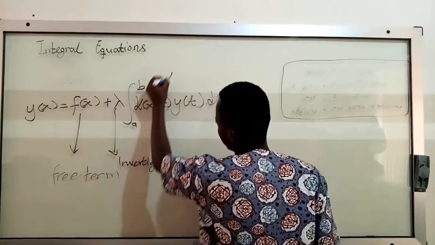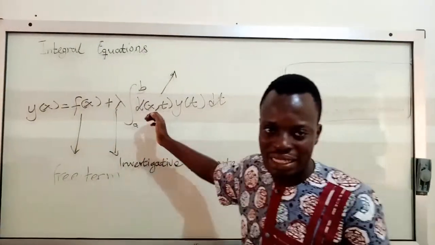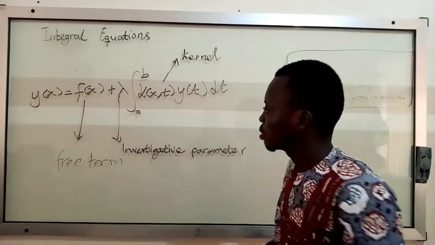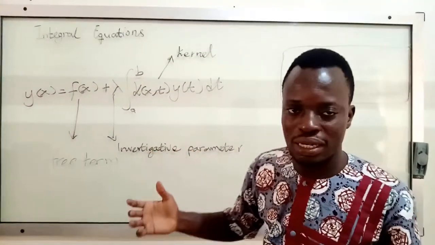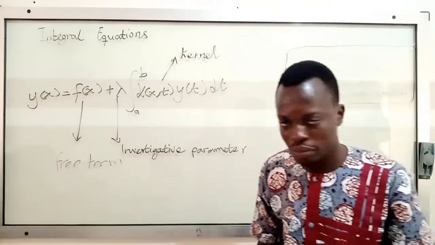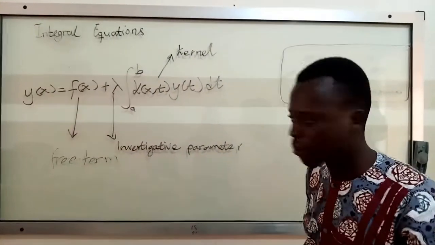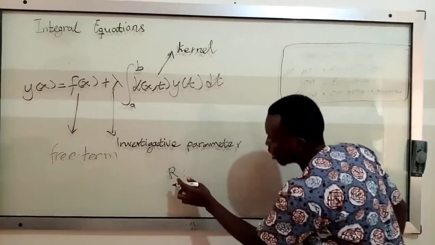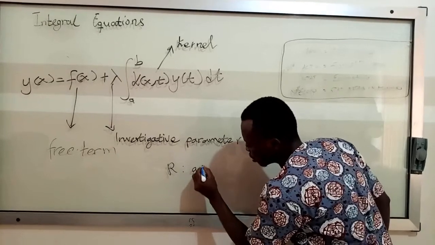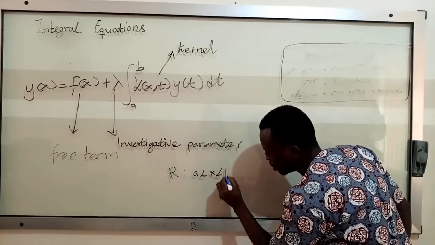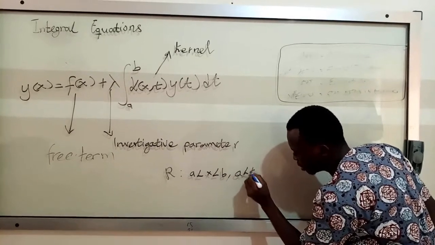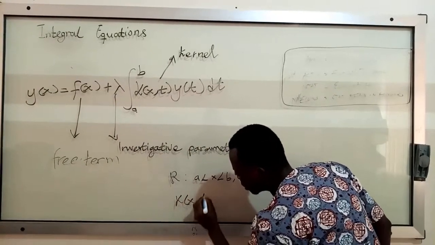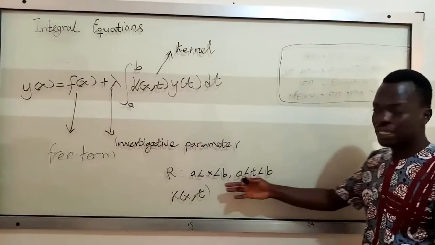Now this part of the equation is known as the kernel. The kernel is a known continuous function which is defined in a square, that is, R is a less than s less than b, a less than t less than b. We have our kernel to be k of s t in the s t plane.